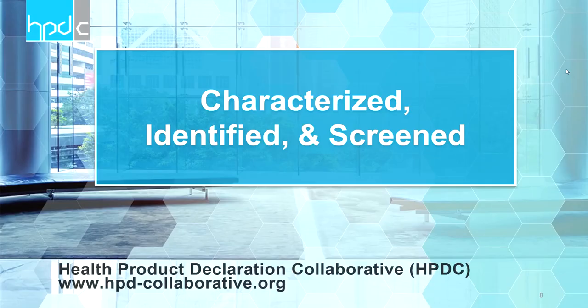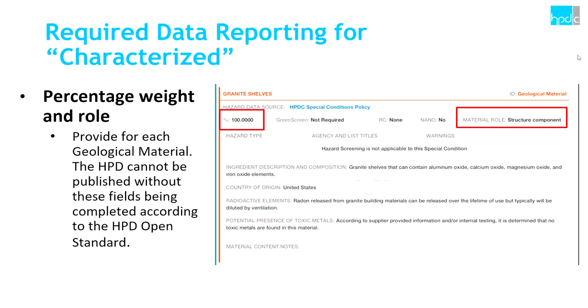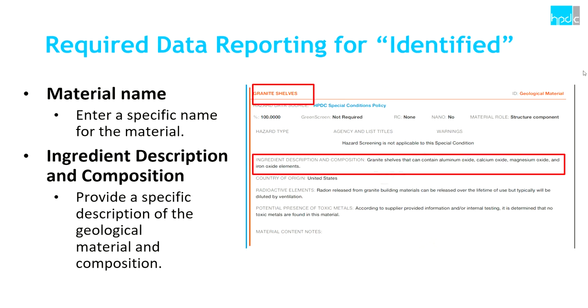In this section, we will review how the geological materials special condition influences characterized, identified, and screened inputs on an HPD. Provide percentage weight and the role of the geological material in order for your HPD to be considered characterized. This is required for any HPD. In order for your HPD to be considered identified, you must include the material name and the ingredient description and composition. For the material name, ensure you add a specific name for the material. For the ingredient description and composition, please provide a specific description of the geological material and the typical composition.